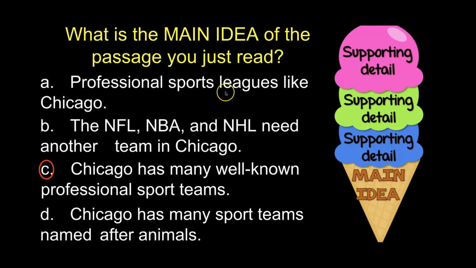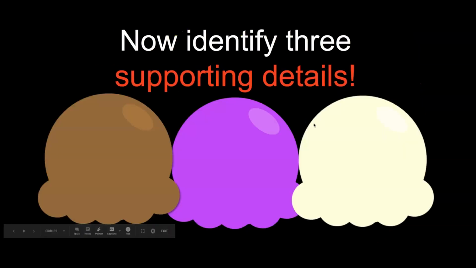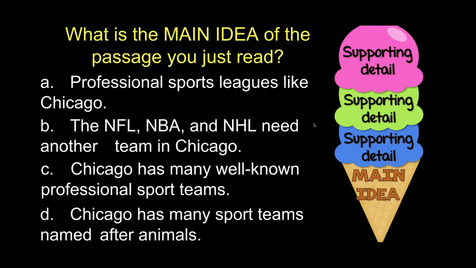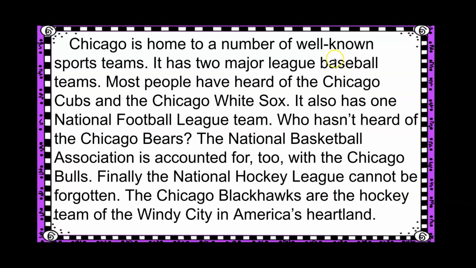Now, some of you may have been thinking about this. We don't know how many professional sports teams like Chicago. We do know that they have many well-known professional sports teams, okay? This was not even mentioned in the passage, and this has nothing to do with a main idea. So let's look at the sporting details. Some of the sporting details, and again, if you go back to the passage, think about it, okay?